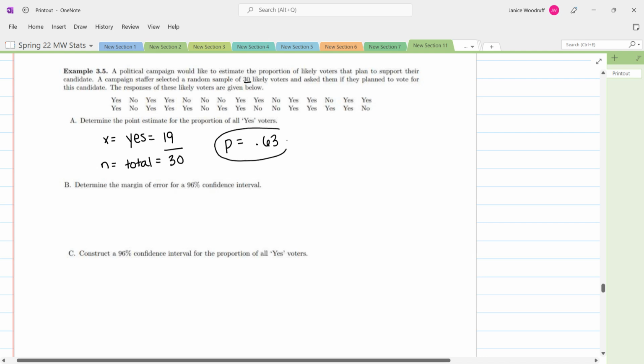That's your point estimate. All right, if your point estimate is 0.63, or your p is 0.63, your q should be 0.37. And remember, our sample size we got is 30. So the margin of error, proportions, we're using z. So z times the standard deviation of p hat. So let's see, standard deviation of p hat. We're going to do 0.63 times 0.37 divided by 30. We want the square root of that.